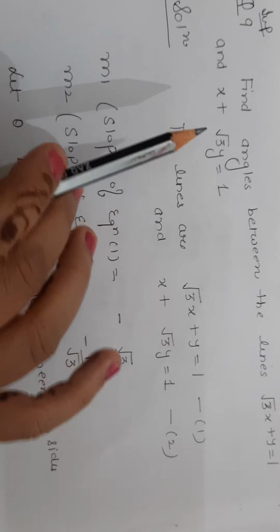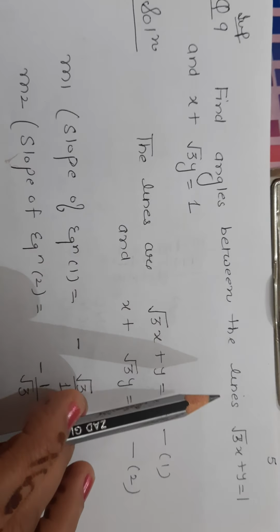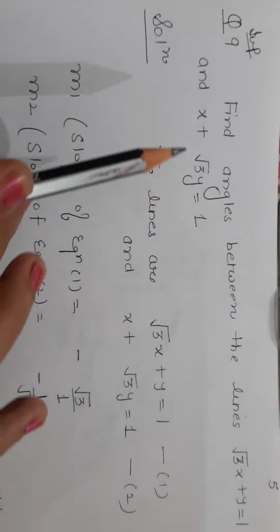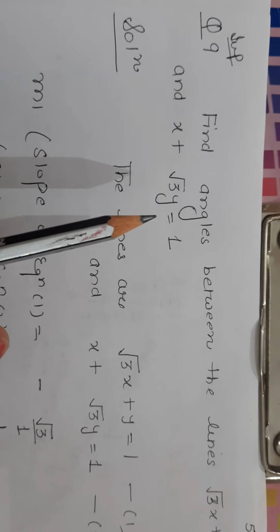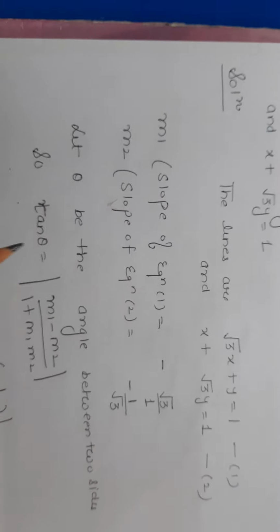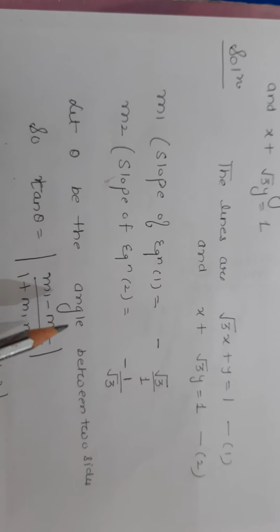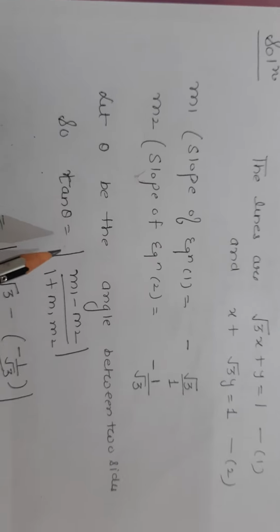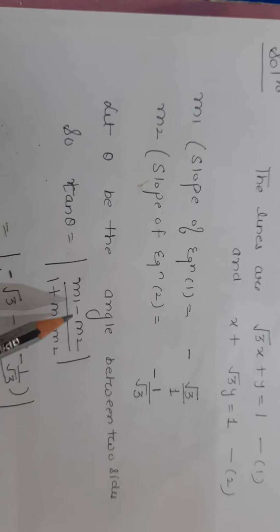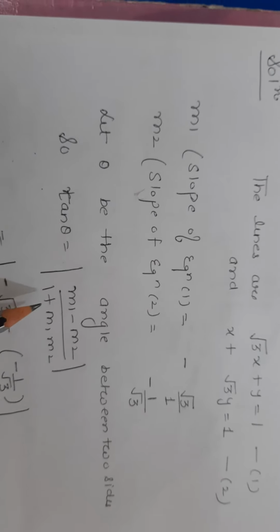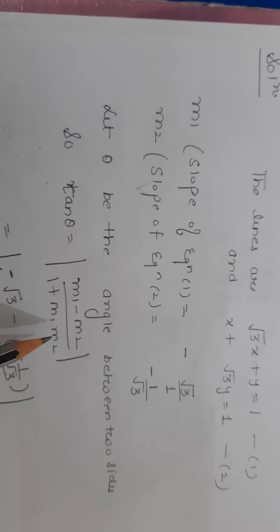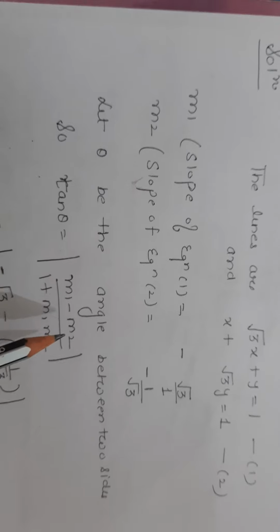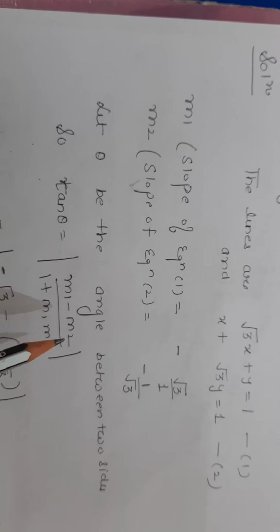Now one more question. Find the angle between the lines root 3x plus y equal to 1 and x plus root 3y equal to 1. We know that the angle theta between the two lines is given by the formula tan theta equal to modulus of m1 minus m2 divided by 1 plus m1 into m2. Here m1 is the slope of first line and m2 is the slope of second line.